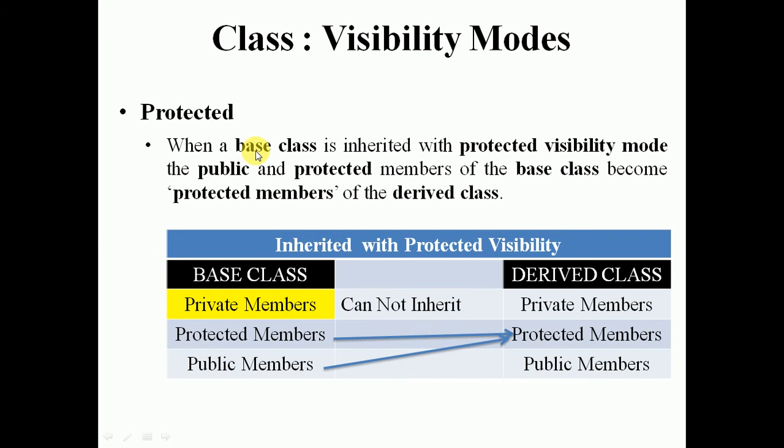Next, protected visibility mode. When a base class is inherited with protected visibility mode, the public and protected members of the base class become protected members of the derived class. Base class is inherited with protected visibility mode. That time we cannot inherit private members. Then protected members and public members of the base class become the protected members of the derived class.